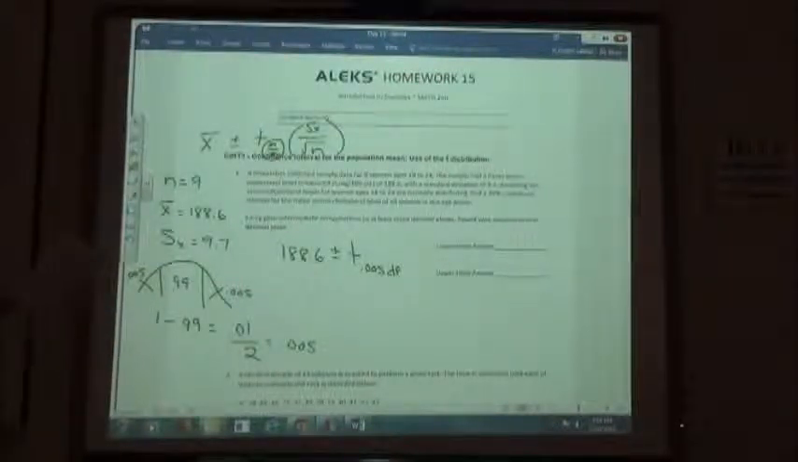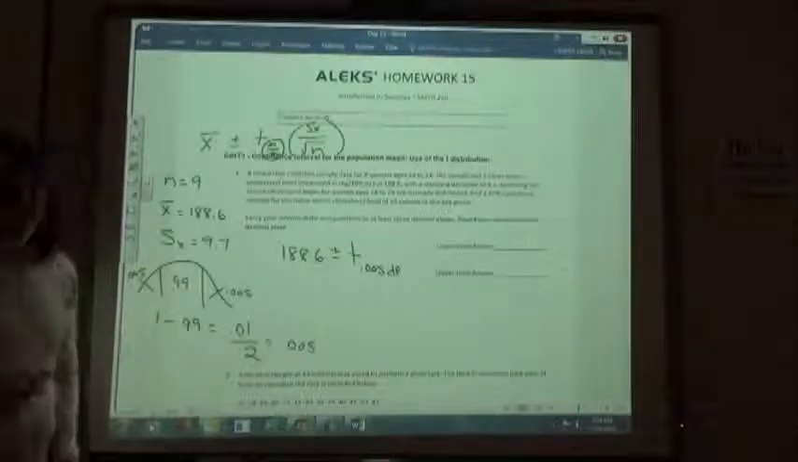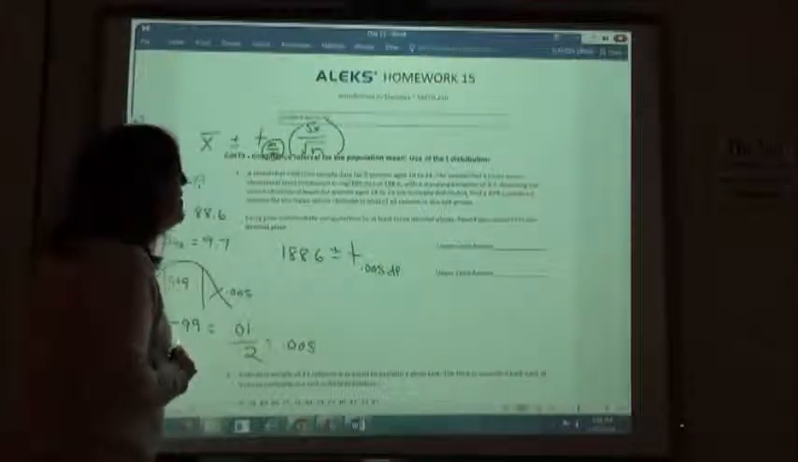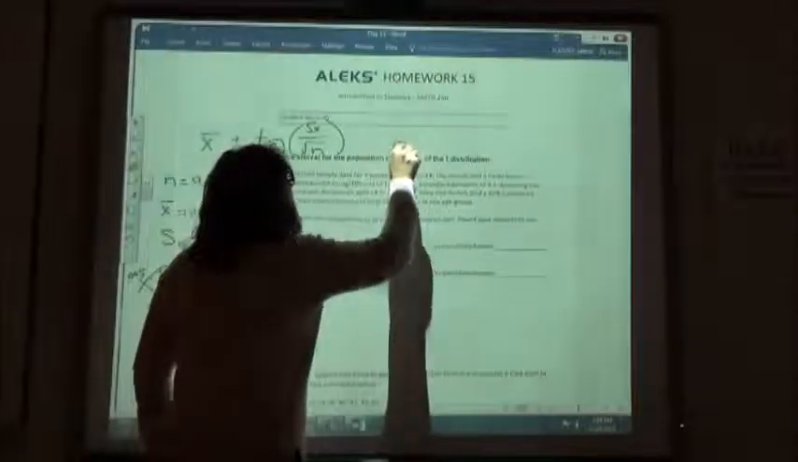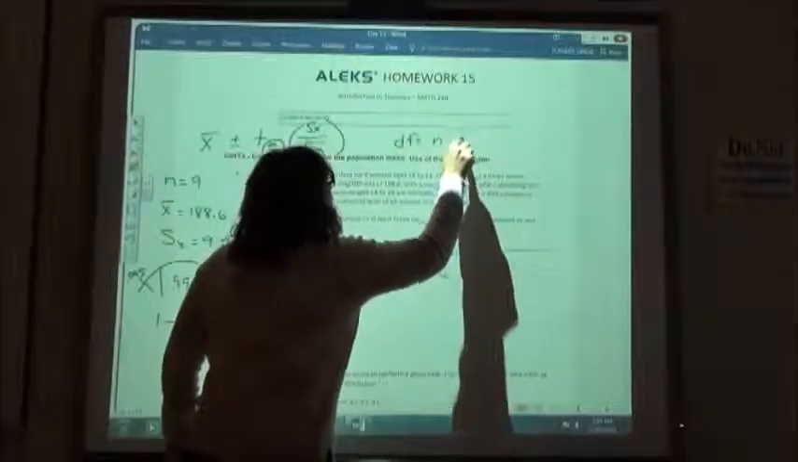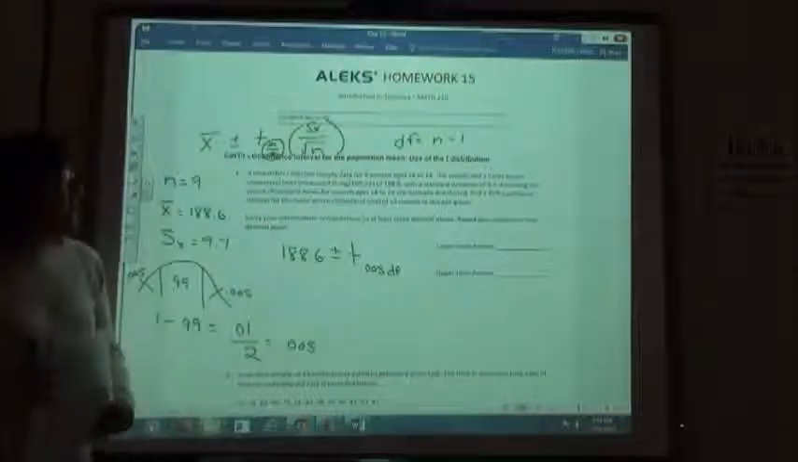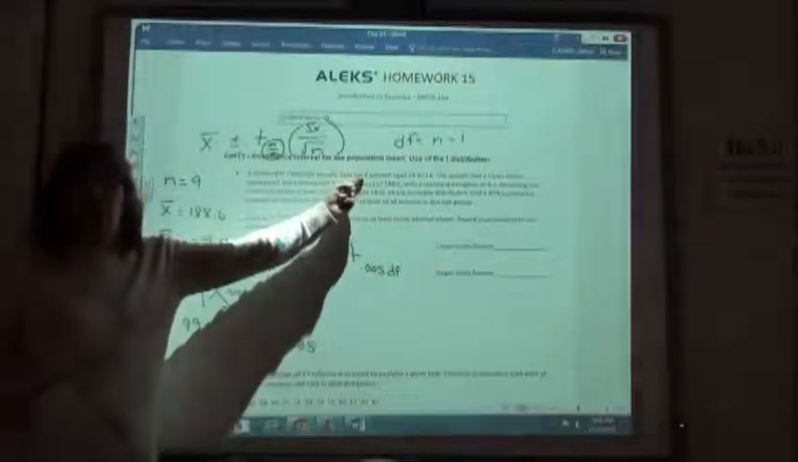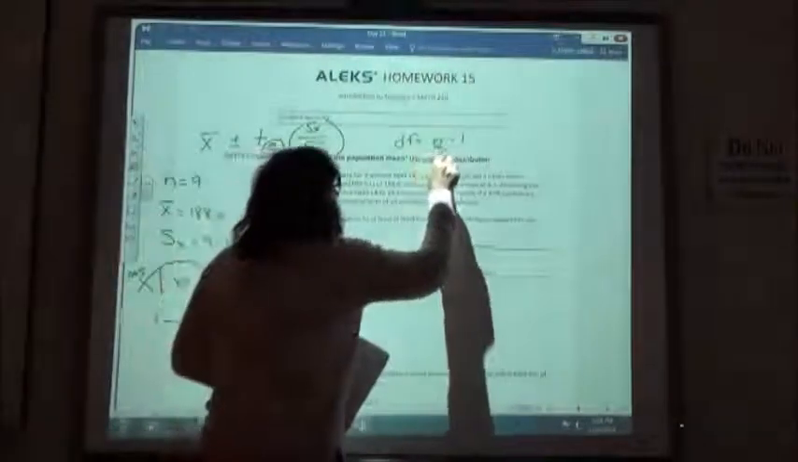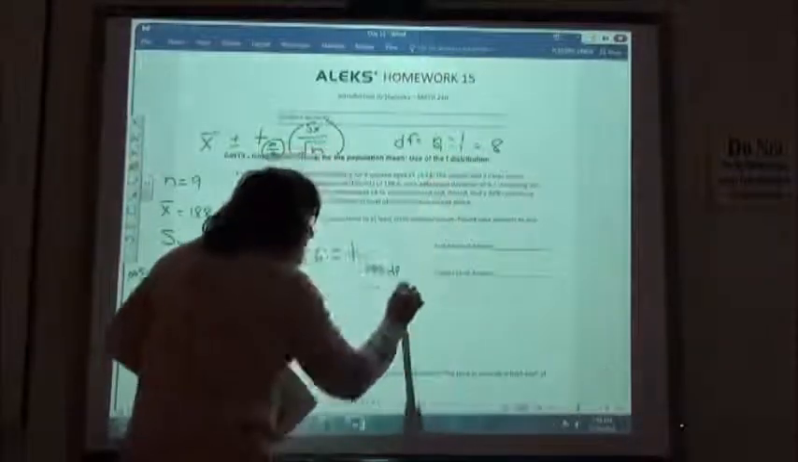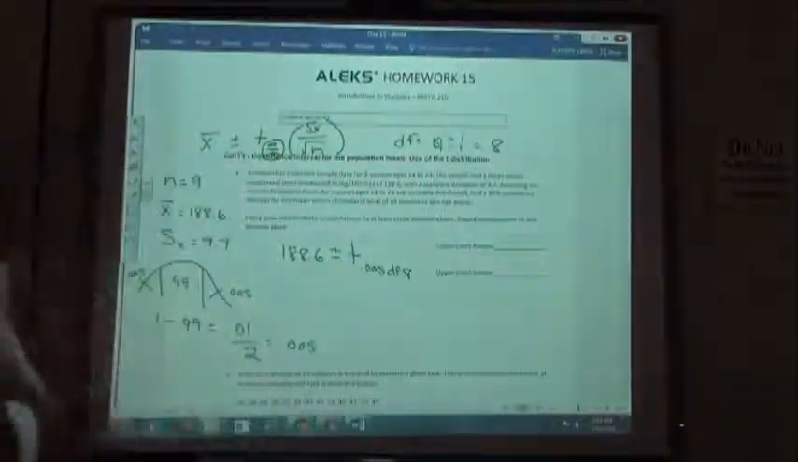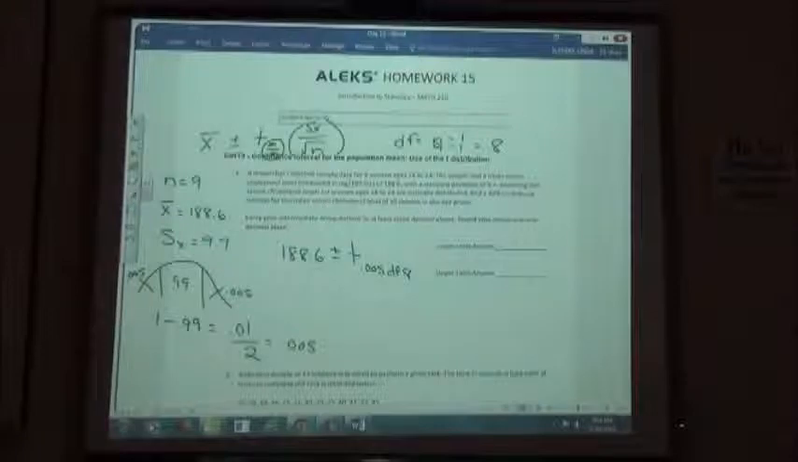Does this tell me what my degree of freedom is? Oh, I got to figure out my degree of freedom. I never did that yet. It doesn't tell you what the degree of freedom is. Your degree of freedom is going to be n minus 1. So, I have 9 women. 9 minus 1 is going to be 8. That's what I'm going to use for my degrees of freedom. Whatever n minus 1 is.